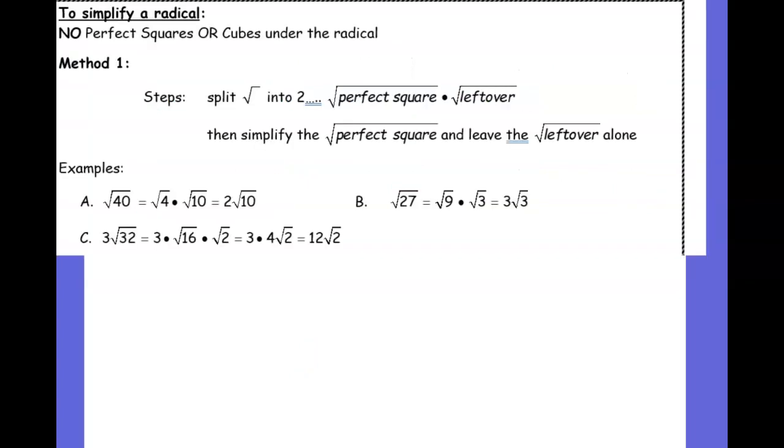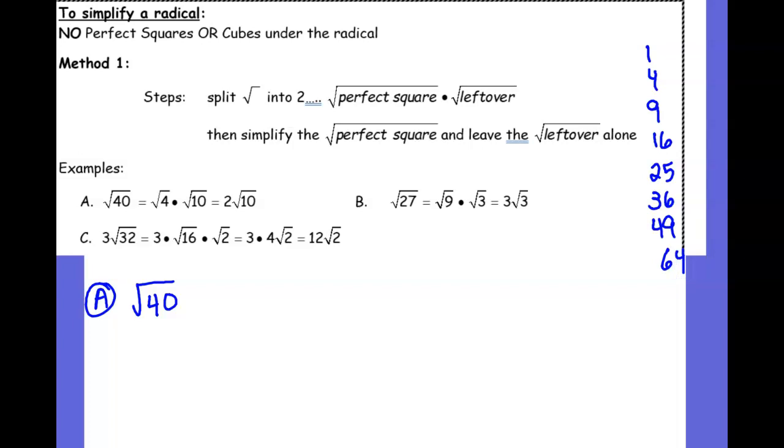Now to simplify a radical, we have two methods. The first method is we're going to take the radicand and we're going to split out the perfect square factor. So if you recognize, for instance, A up here is radical 40. Now I think of my perfect square factors, and I'm going to list them here. 16, 25, 36. 49, 64. So these are perfect square factors.